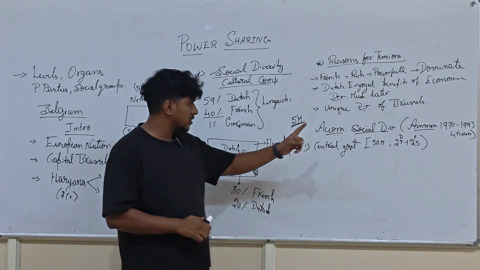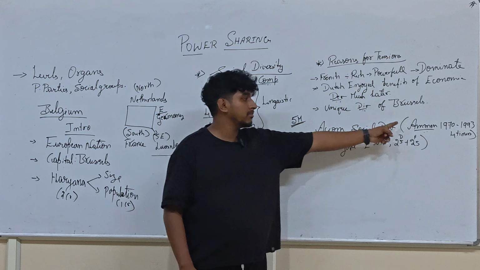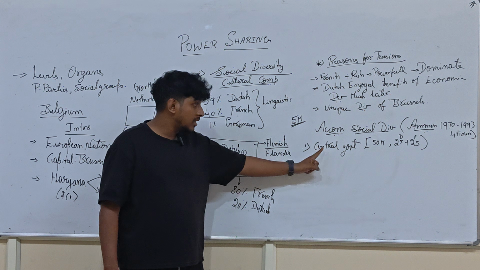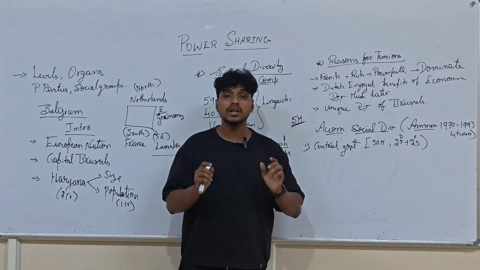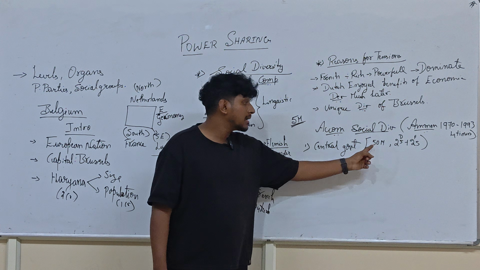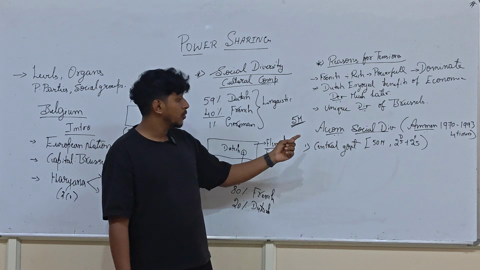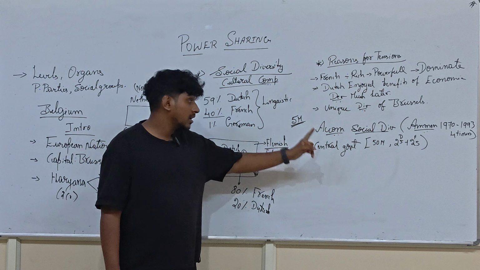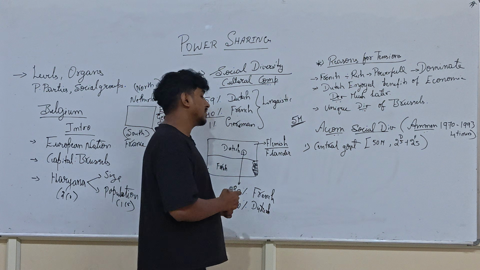Now this kind of administration was not there before the amendment. Through the amendment, they brought a new change. What is the new change? In the central government, Dutch and French community people will have equal numbers of ministers. So obviously now the problem is solved. Both have agreed to the equality concept, where in the central government both have equal representation.